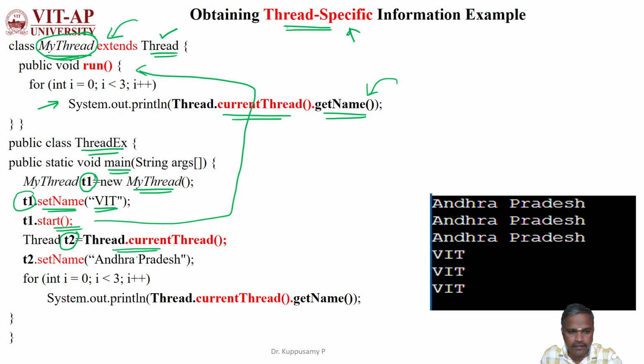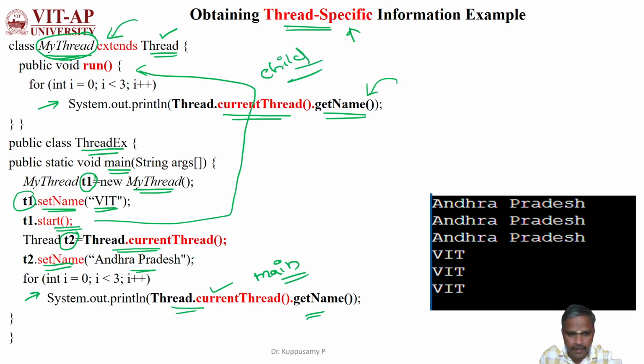I am displaying the name of that current thread by calling this method. Here for this t2, I am setting the name as Andhra Pradesh. So here it is running this statement 3 times, not using the run method directly, which is printing the values here. So this one is acting as a main thread, this one is acting as a child thread.